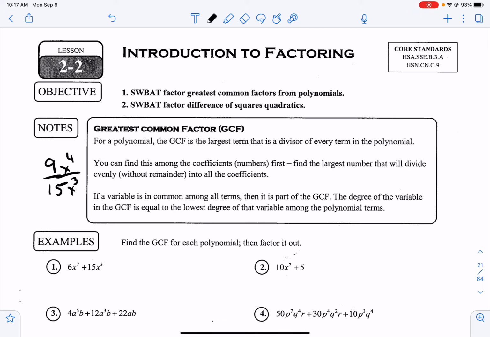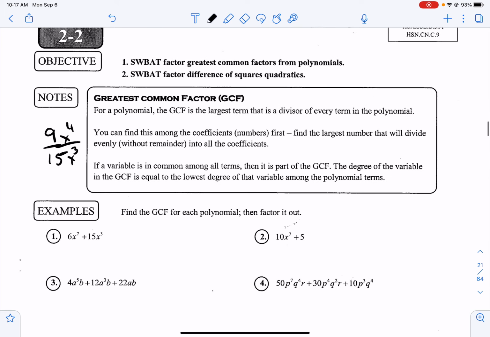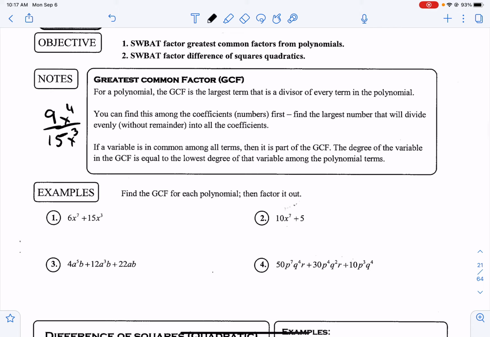What we are going to start introducing today is factoring polynomials, which is going to become a huge part of math class for the next couple of months. In fact, all the way up until Christmas, we are going to keep using some of these skills over and over again. So the first thing that you are going to look for when you need to factor a polynomial is a greatest common factor, which is something you've done before.